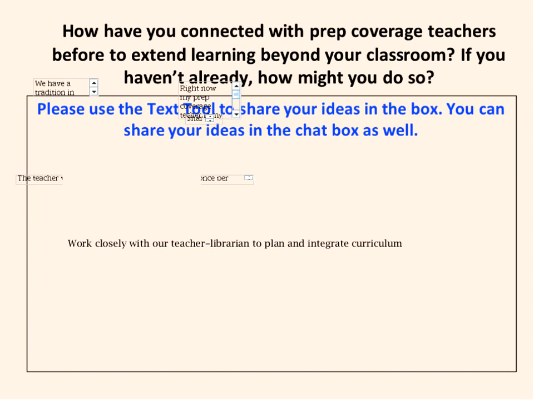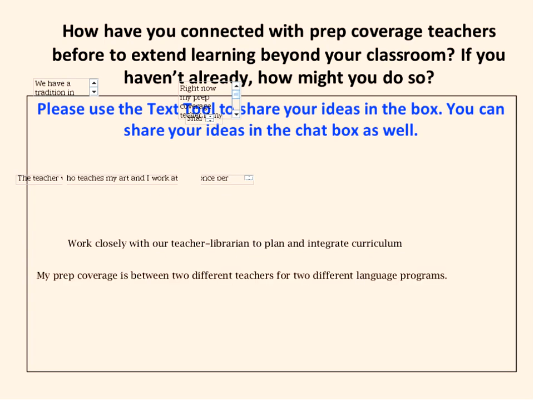Oh, I love the idea of the teacher librarian. We only have a couple of periods with our teacher librarian as well, but what a great connection too. Oh, no problem, Dan.